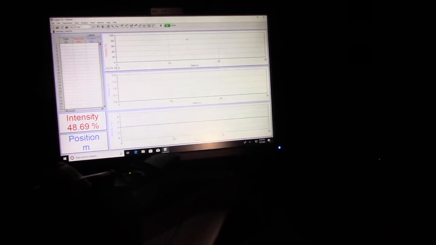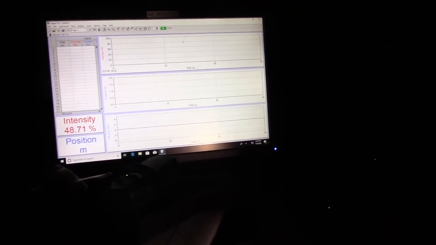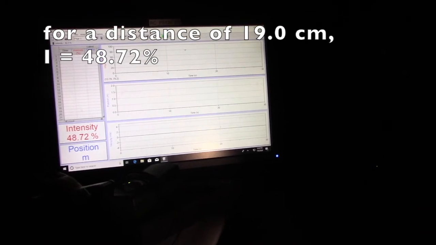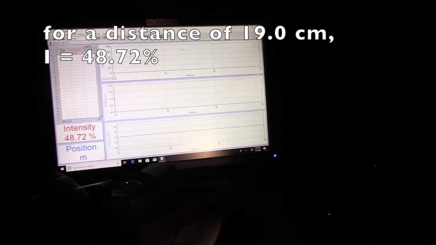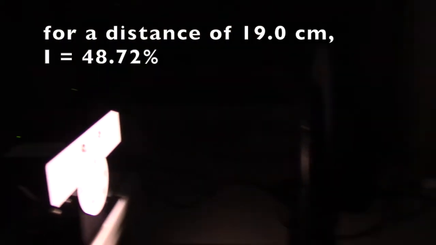So we're now ready to actually take our first measurement. I've moved the light source back away from the sensor, so now it's at 19 centimeters separation. So again, we're avoiding saturation by doing this. And so let's take a measurement of our intensity. At 19 centimeters between the source and the detector, our intensity is 48.72%. So 48.72.